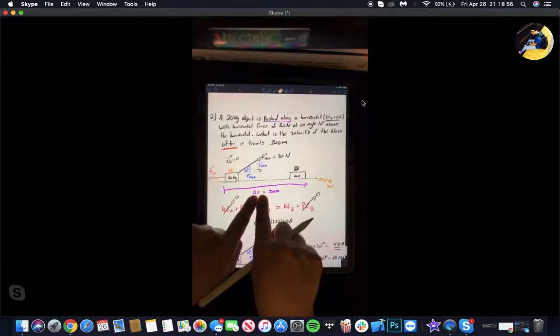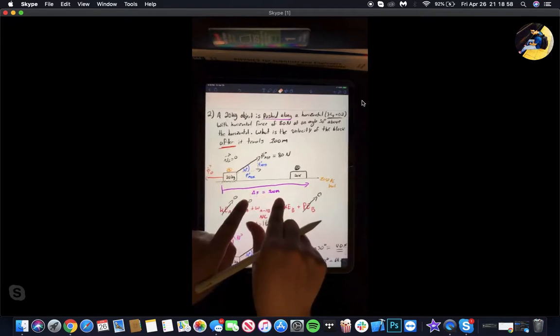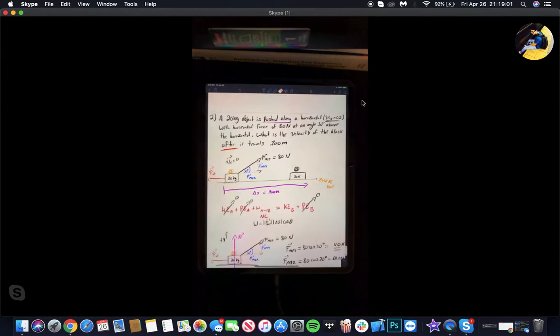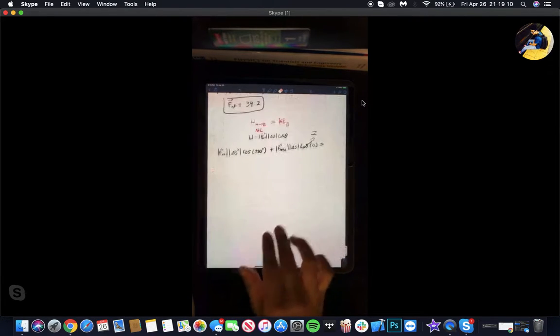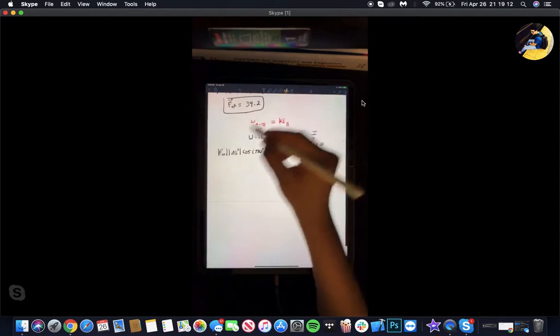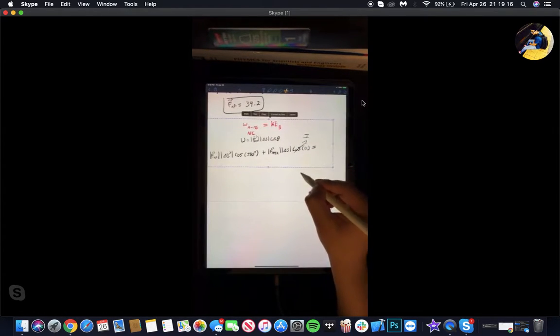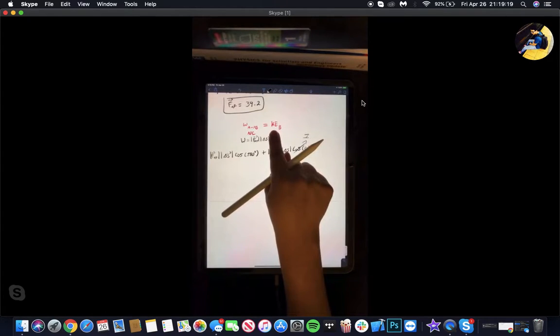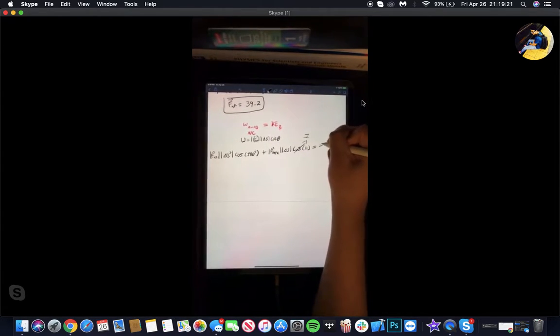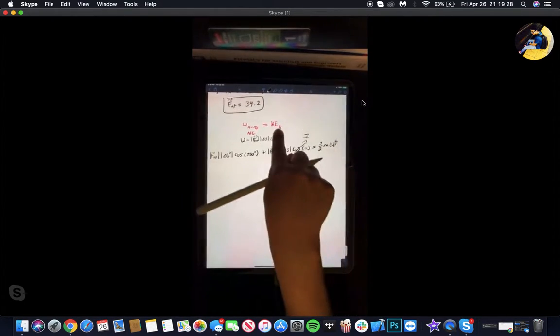Well, it's always really the angle between the displacement and whatever force is non-conservative. In this case, the kinetic friction and the applied. So now this is equal to kinetic energy at B. So remember that equals 1/2 mv squared. But this is the final, because it's at B.